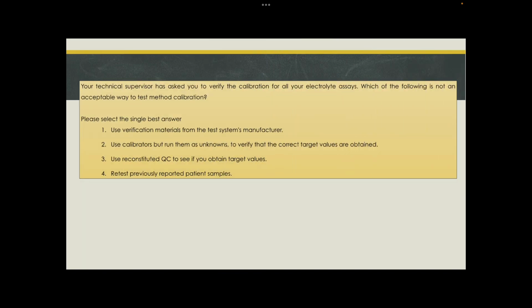Your technical supervisor has asked you to verify the calibration for all your electrolyte assays. Which of the following is not an acceptable way to test method calibration? Please select the single best answer.